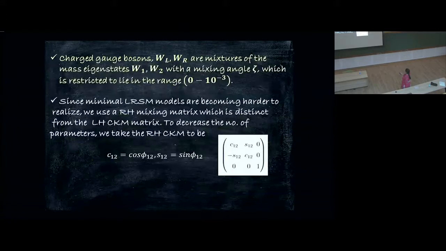The charged gauge bosons, WL and WR, are mixtures of W1 and W2 with a mixing angle zeta, which again is restricted to lie in a certain range. And since the minimal left-right symmetric models are becoming harder to realize, we use a right-handed mixing matrix which is distinct from the left-handed CKM matrix. Many people tend to just take the left-handed CKM to be the same as the right-handed, but we take it to be distinct. Of course, to restrict our parameters, we just take this form for the right-handed mixing matrix, for this 3×3 case. I'll come further to the case when we have an additional vector-like quark.